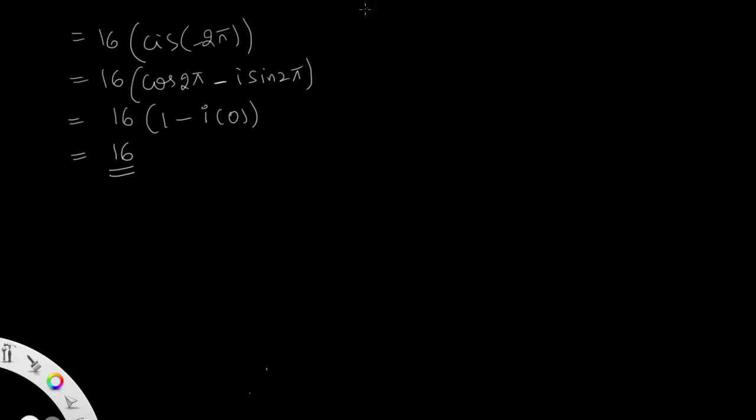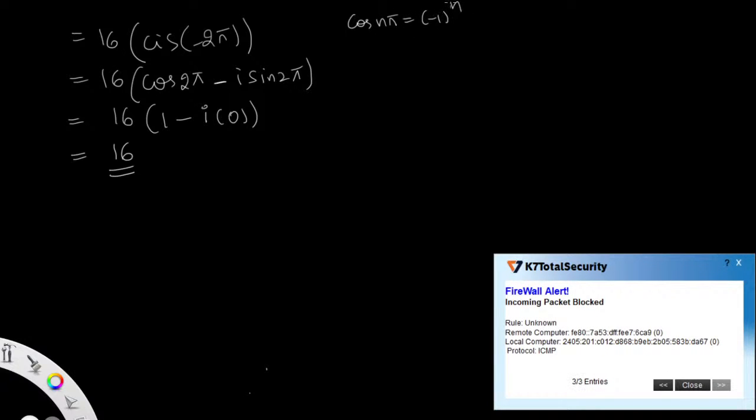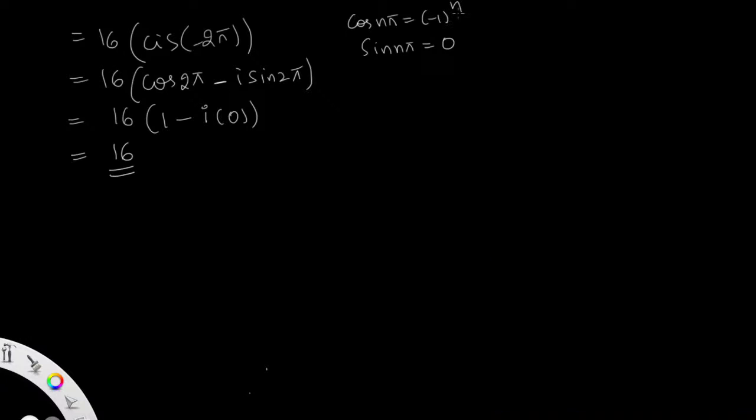So the basic formula you learn: cos n pi equals minus 1 whole to the power of n, and sin n pi is always 0. If n is even, cos n pi is a positive value. If it is odd, it is minus 1. Sin pi is 0, sin 2 pi is 0, that's why sin n pi is 0. This is the basic rule for trigonometry. Therefore this is the value for 1 minus i whole to the power of 8.